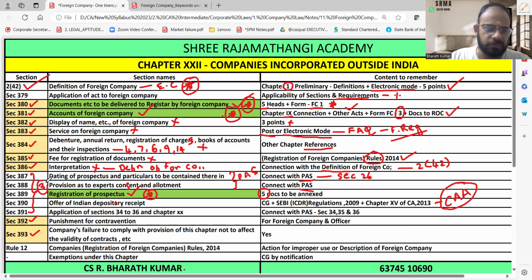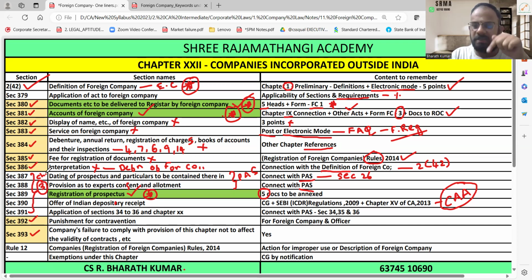Prospectus and allotment of securities. Chapter number 3. 387 is dating of prospectus, which you will connect with section 26. 388 is expert's consent. That means before application of prospectus, if he has withdrawn, if he has not nominated, all those stories, you will glance. Quickly go there and glance.